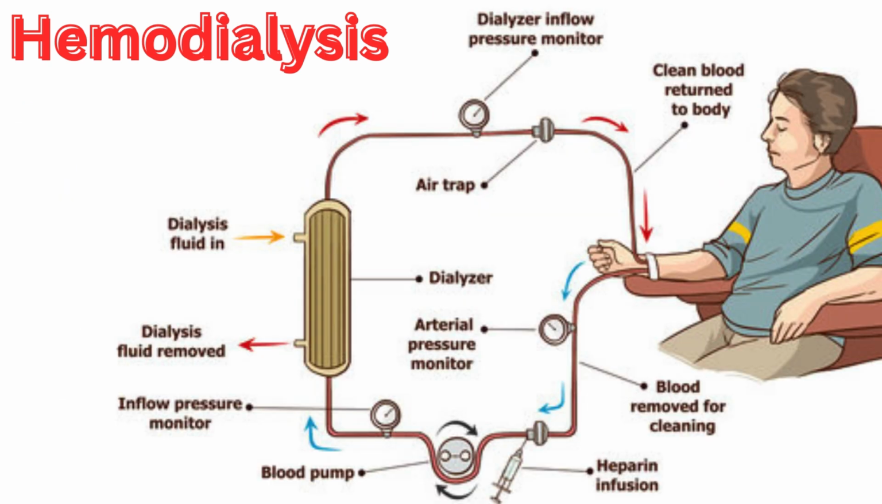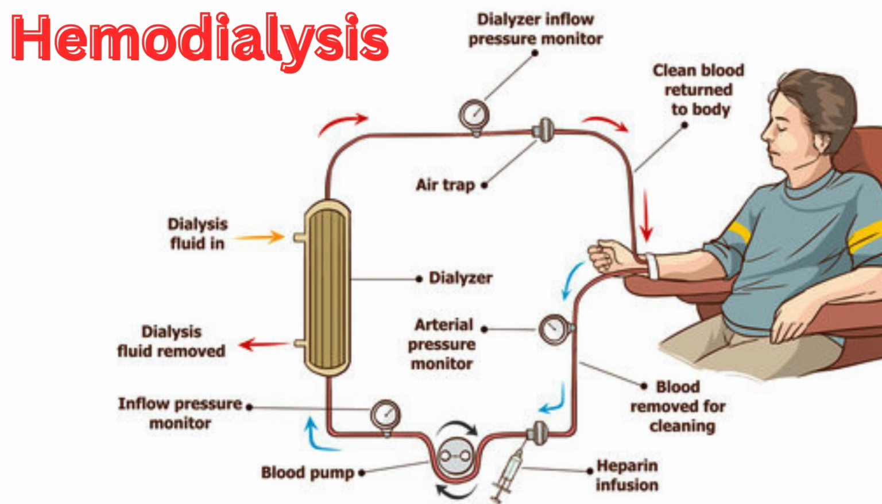For the dialysis procedure, we need the patient's access, that is either an AV fistula or a tunneled or non-tunneled temporary catheter. Once we have the patient access and it is prepared, then we do cannulation. After cannulation, heparin is added if there is no contraindication to heparin. Then this heparinized blood goes through the tubing and passes through a dialyzer.